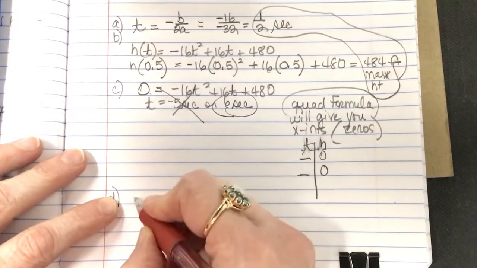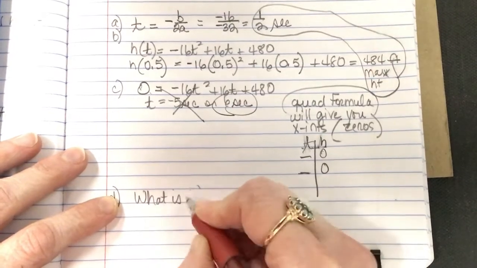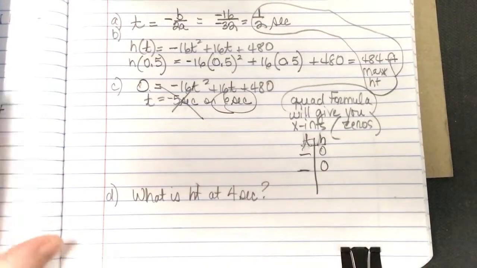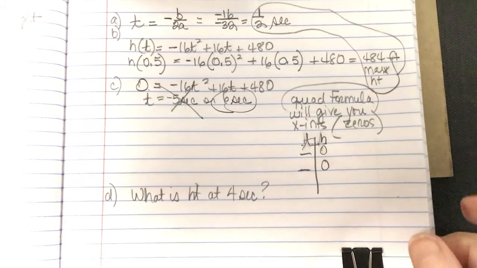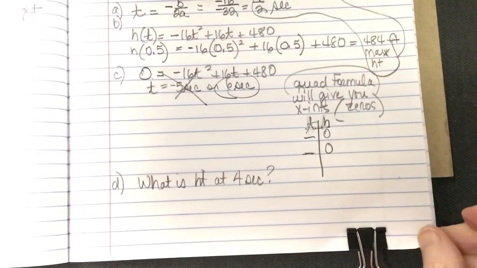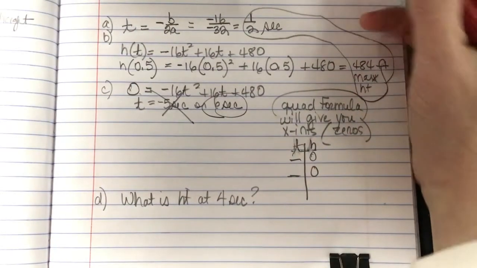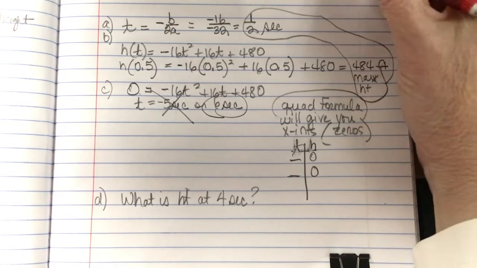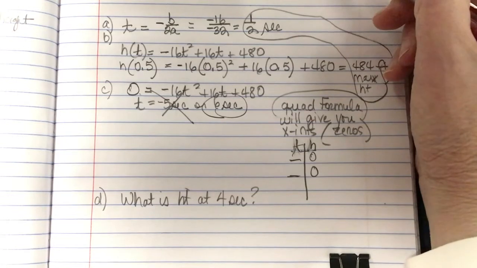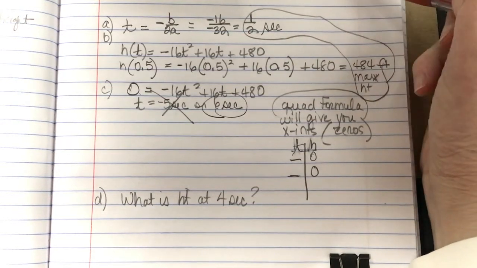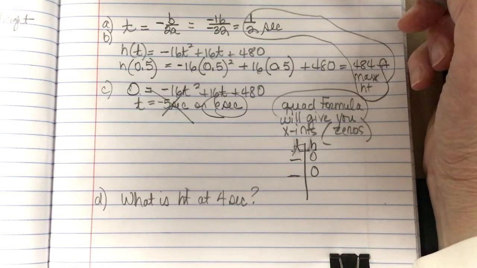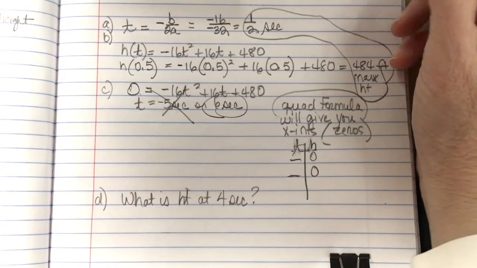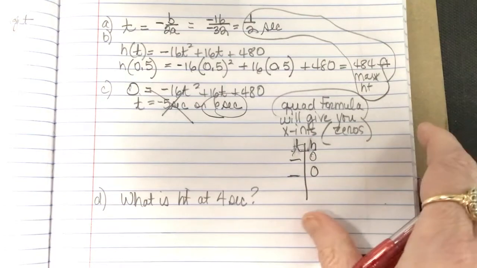So this is what I asked them last block. What is height at 4 seconds? Well, my first question is where is he at 4 seconds? Looking at your picture, even though it's not to scale, if this is a half a second and he hits the ground at 6 seconds, then it's somewhere in here. Not necessarily halfway because he's speeding back up, but it's somewhere in this vicinity. So I know at 4 seconds he's going to be somewhere between 484 feet and 0 feet as he comes back down.